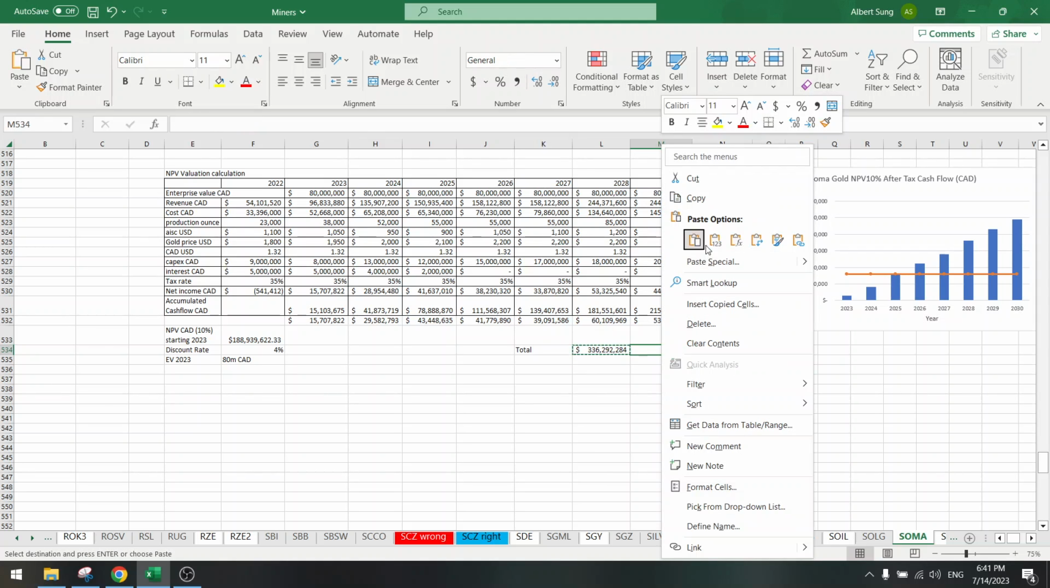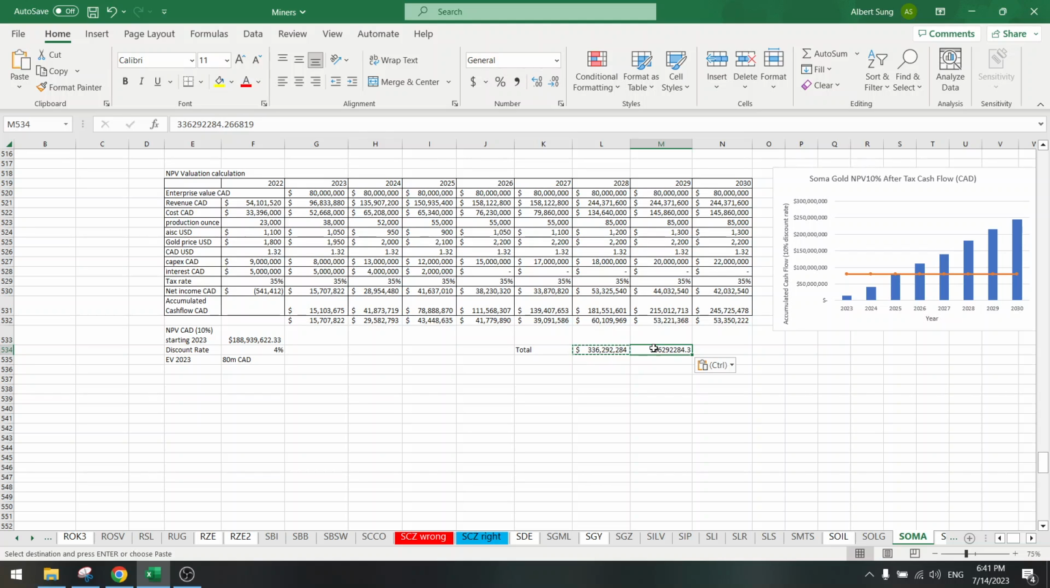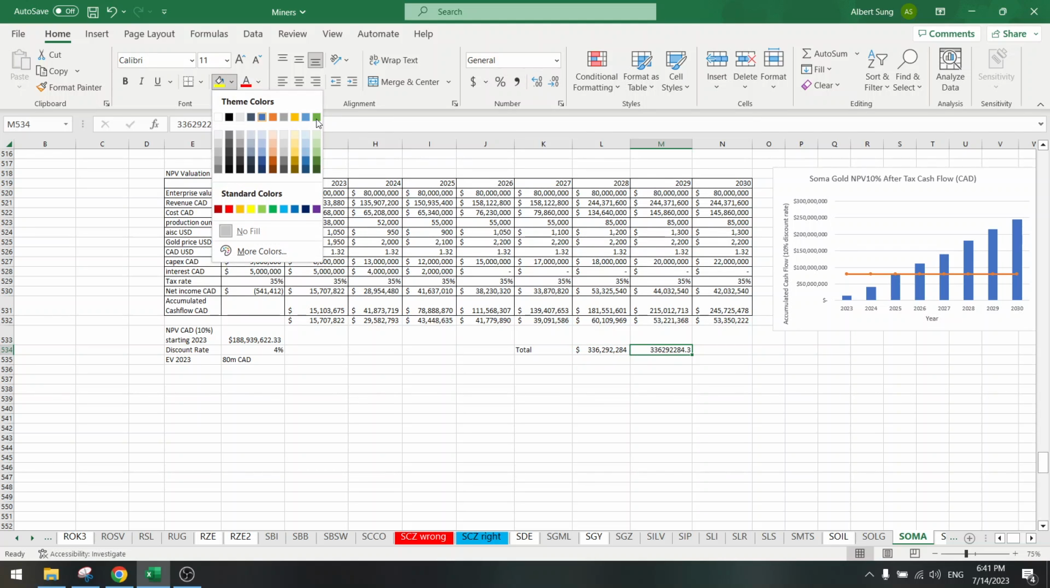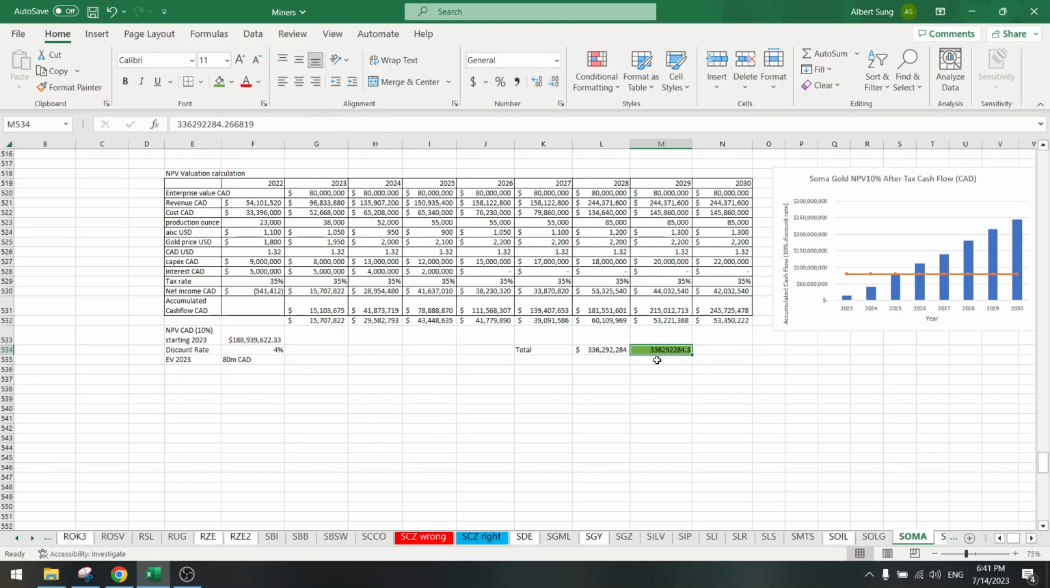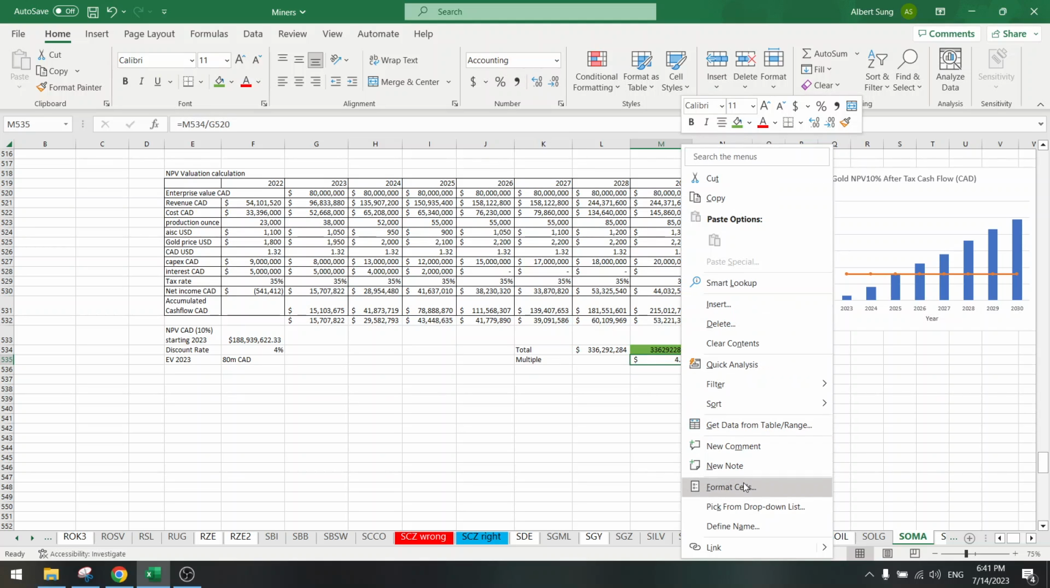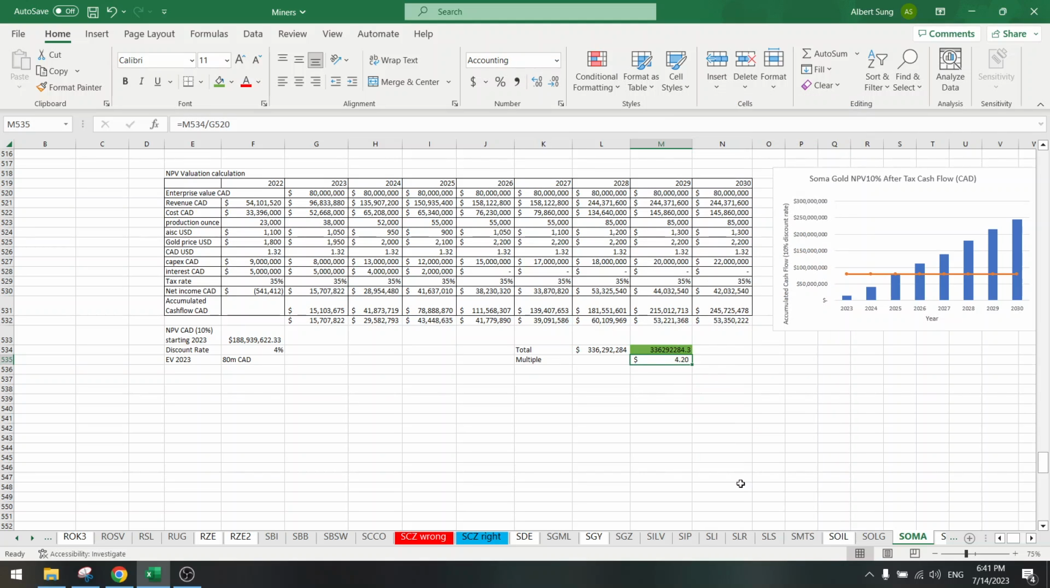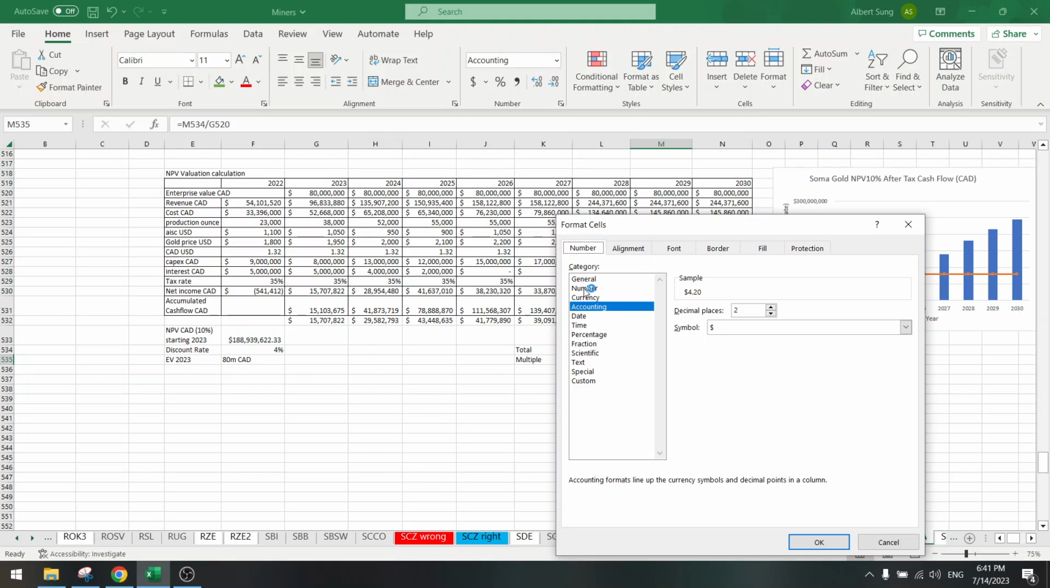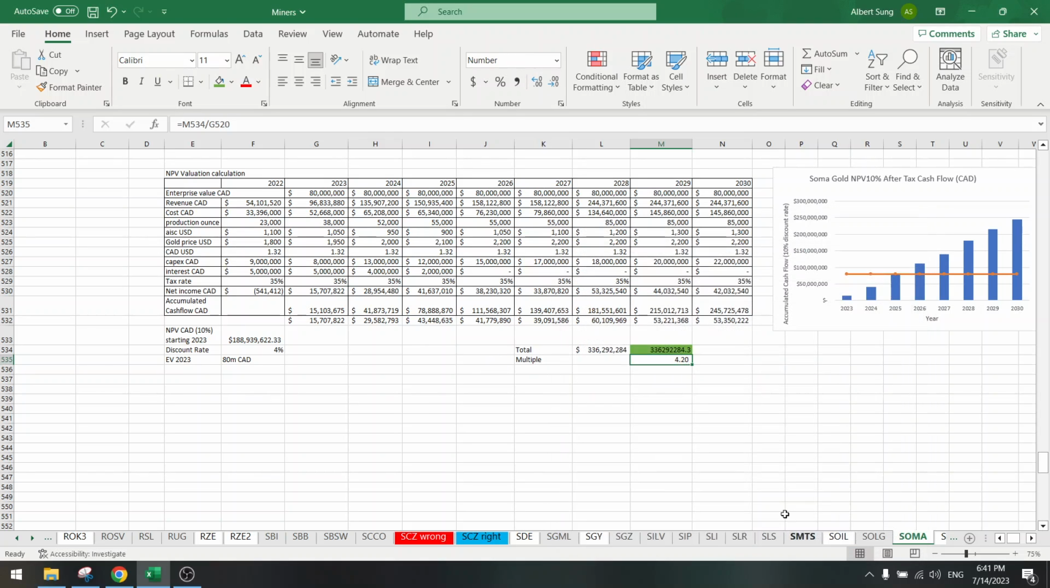Let's put that here and make it green. So what's the return? That's this divided by this. So that's a return of 4x. Yeah, this is just a number. So a return of 4x of my money. Okay.